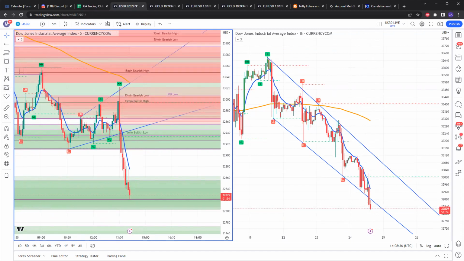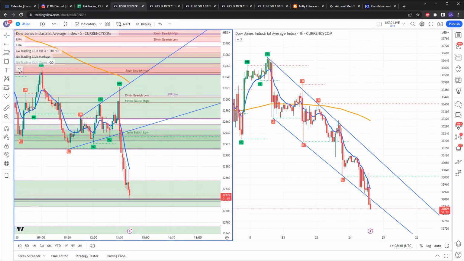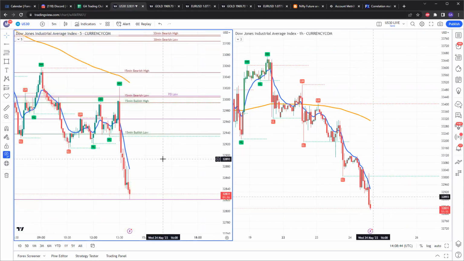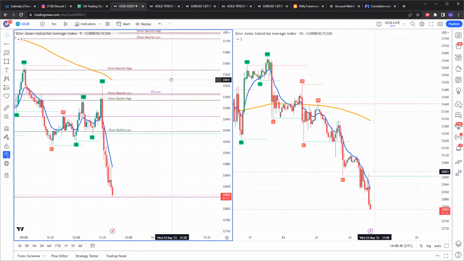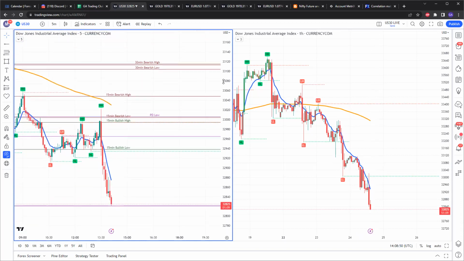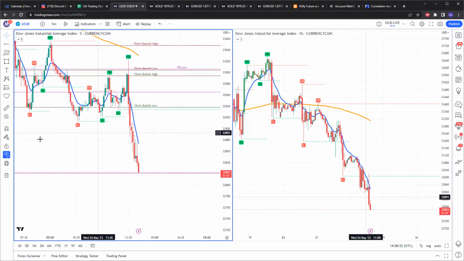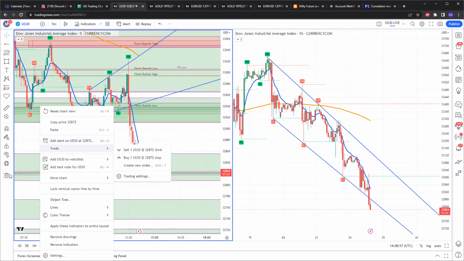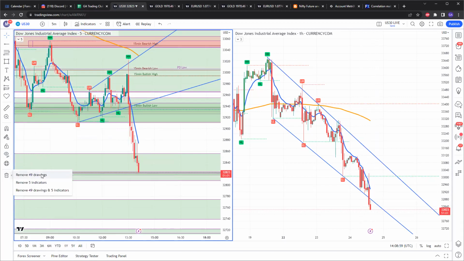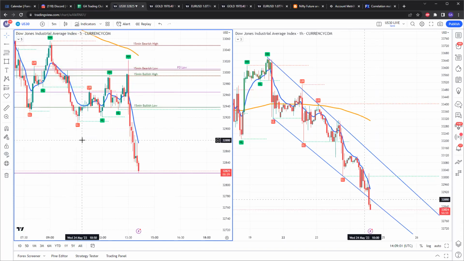Okay, so for this instance, let me just turn off the zone. I'm not interested in that, and also not in those that I drew manually. So right now I'll just leave the bullish and bearish highs and lows, and the other daily ones. So right now, what do we have for US 30? Give me 1 second. Let me delete all of this, removing 49 drawings.